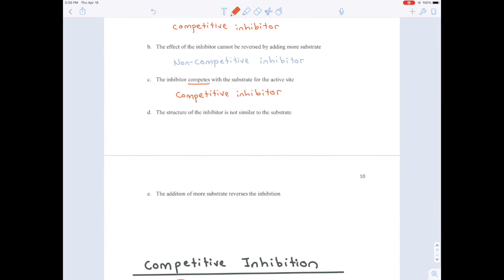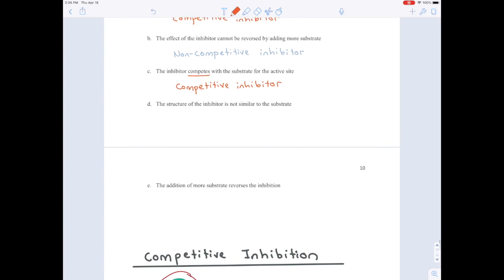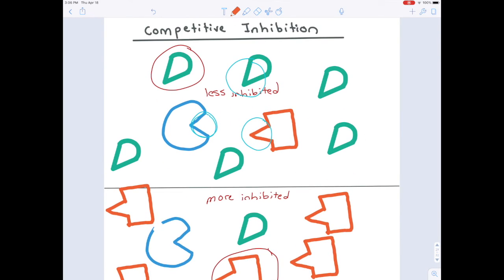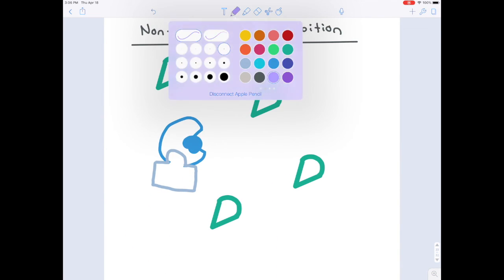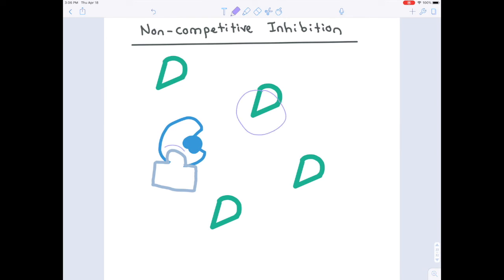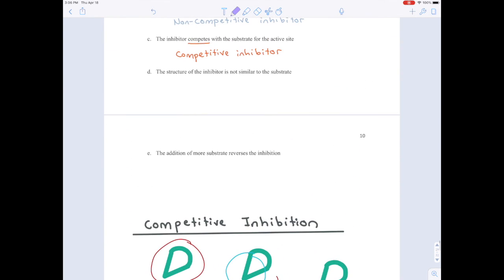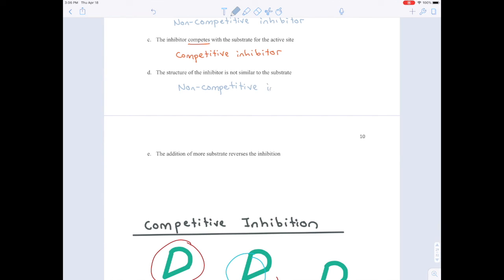D says the structure of the inhibitor is not similar to the substrate. With competitive inhibition, we saw that the inhibitor is similar to the substrate. That's why they compete for the same spot. With the non-competitive inhibitor, you can see that the shape of the substrate and the shape of the inhibitor are different. That's why they're not competing for the same spot. So for D, the structure of the inhibitor is not similar to the substrate. That is a non-competitive inhibitor.